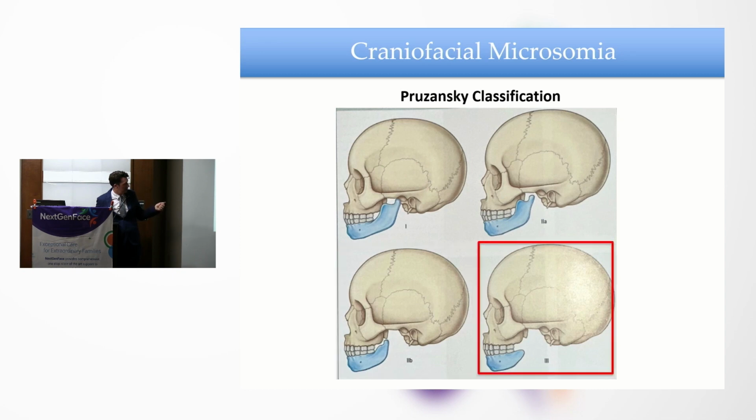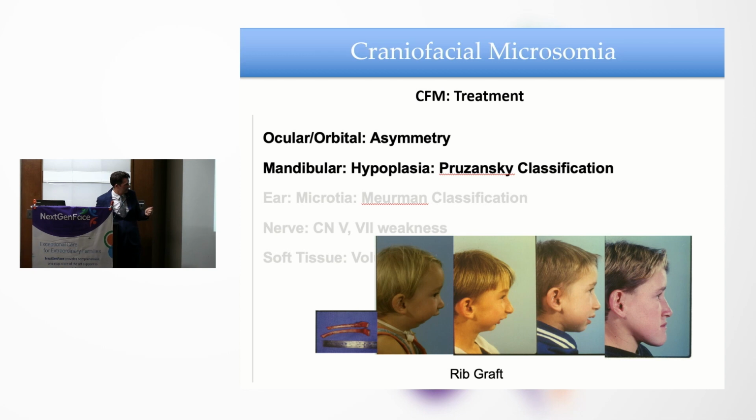So 3 would need a rib graft unless you can get away with distraction. 2A and 2B may need distraction. For Pruzansky 3, you can see the rib on the left, the growth of the patient growing further, even overgrowth, so we had to do a setback. So the rib can be unpredictable how it grows.